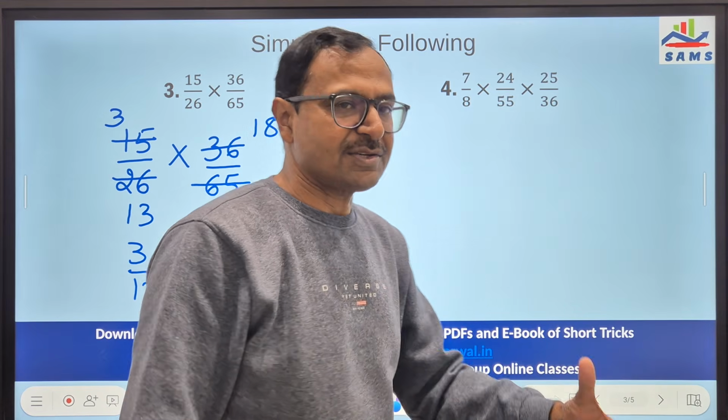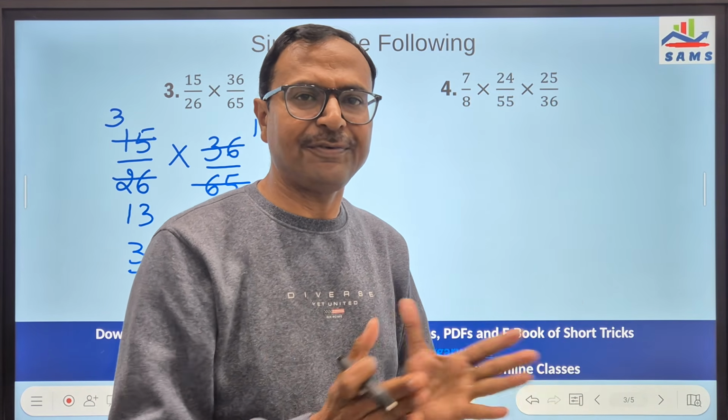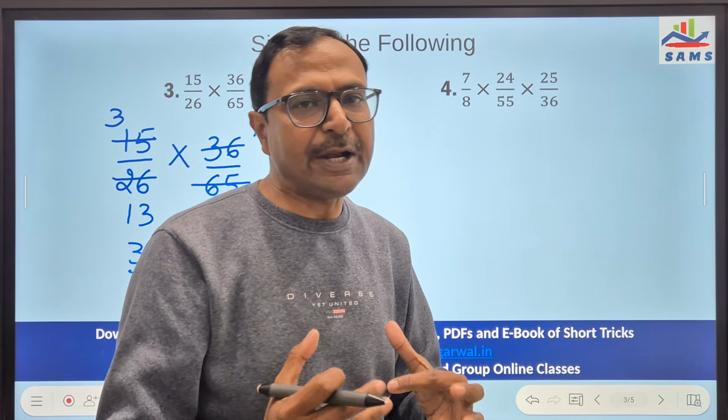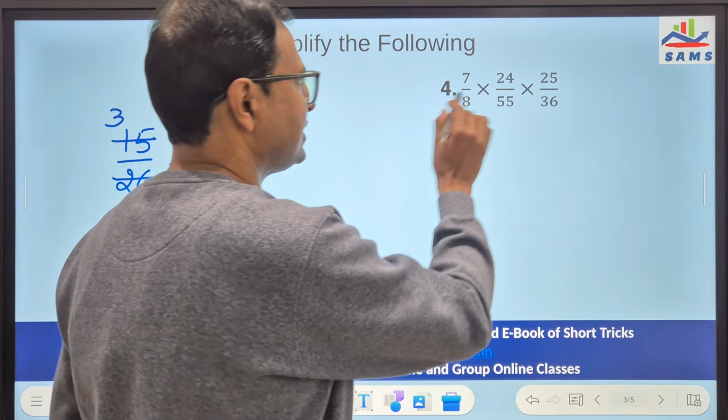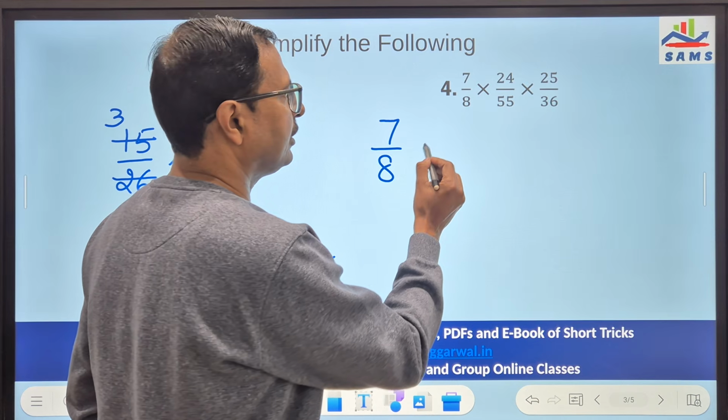Here you have 3 fractions. So irrespective of how many fractions are there in the question, the degree of difficulty of the question doesn't change. It is just about manipulating the common factors. So let's see this. Can we see some common factors? Let's write it in little bold letters.